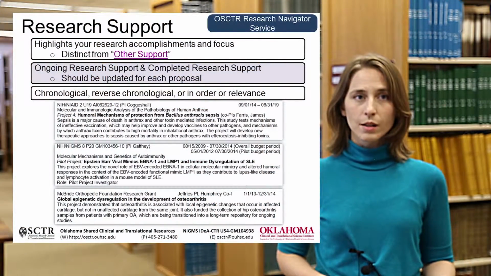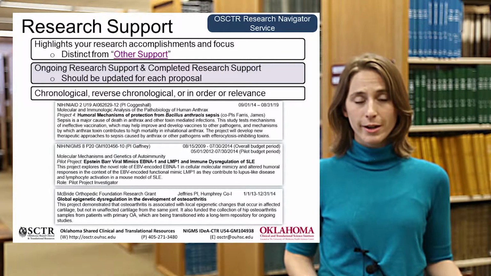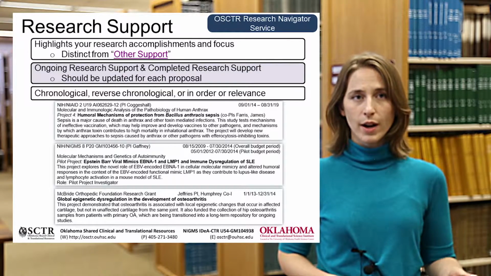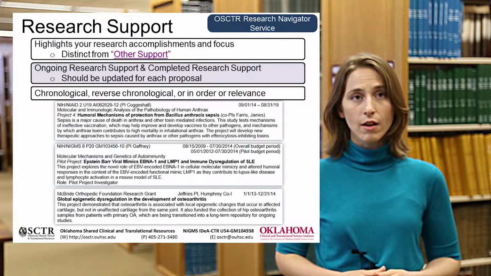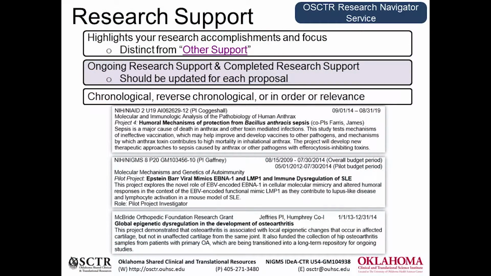For each grant, provide the funding agency, the current grant number, and the entire project period. Note that for NIH grants, the grant number includes the grant type and the current grant year, as you see in this example. Also name the PI for each grant, and if you were not the PI, or if you were a co-PI, make sure that you indicate your role in the project.